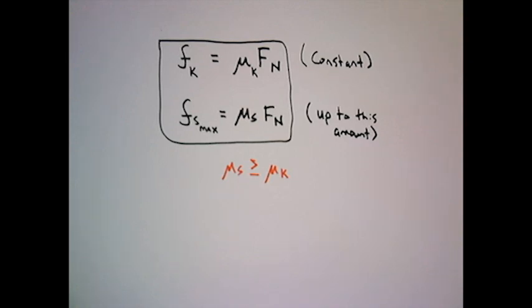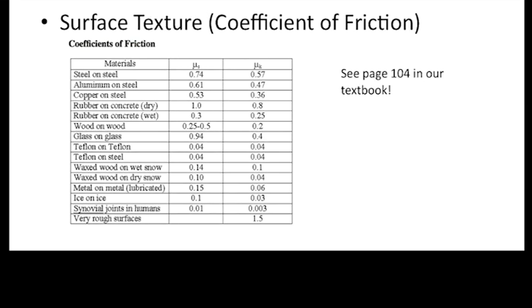So how do we know what these numbers actually are? Here's an example of a table of values of static and kinetic coefficients of friction. On page 104 of our textbook, for when you're doing homework problems, you can look up these values as well. So we can see that it always involves a set of two surfaces, so steel on steel or copper on steel. We have to take into account both textures. Now these numbers are general values, and of course rubber on concrete can vary depending on the type of rubber that you have and the texture of that exact rubber.